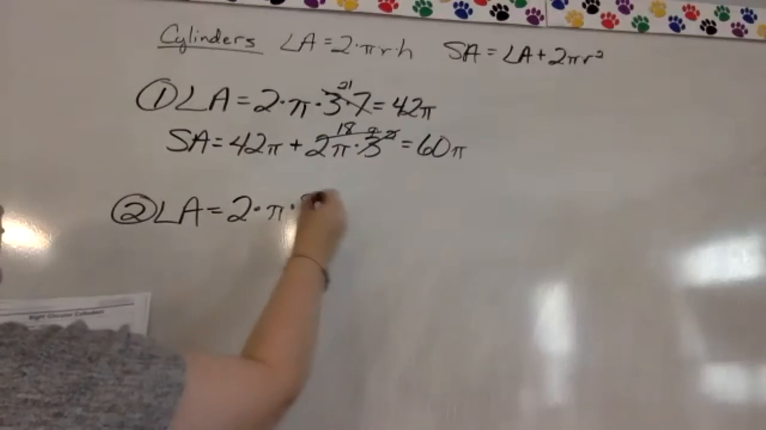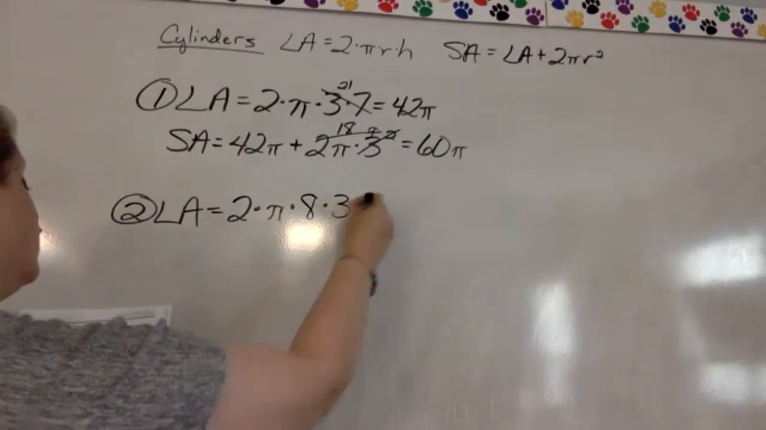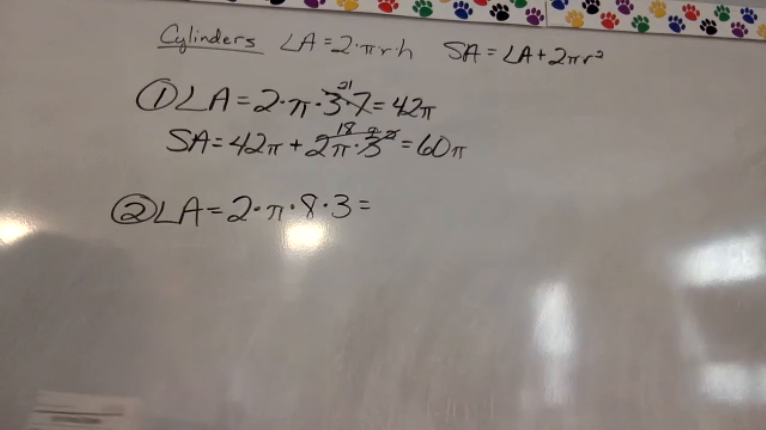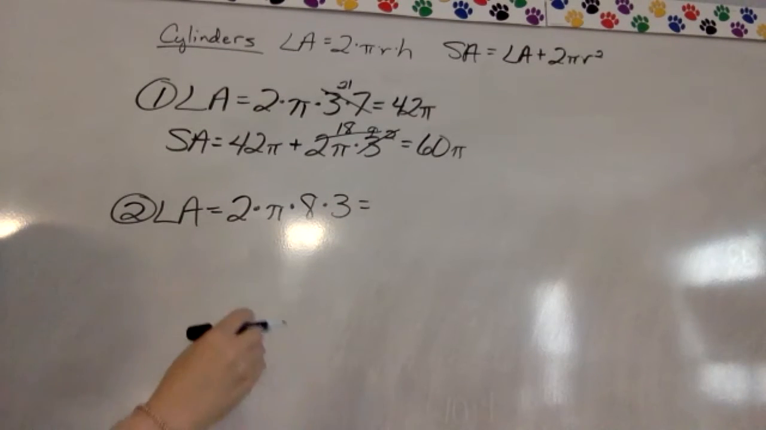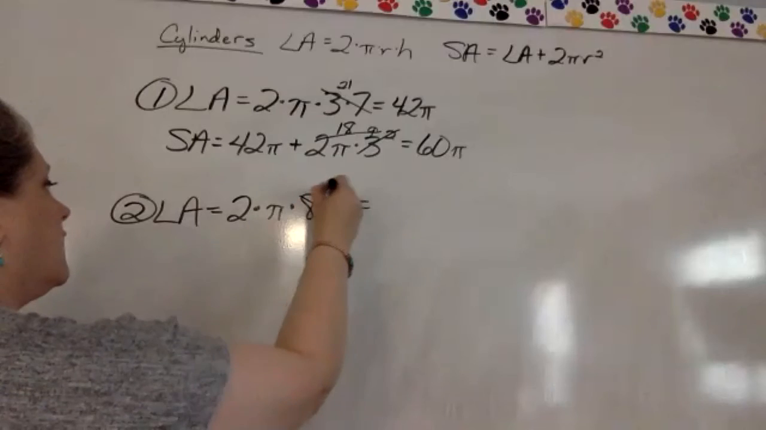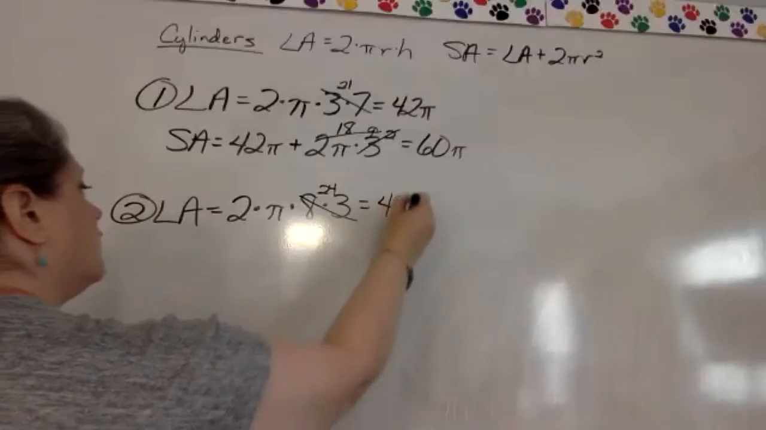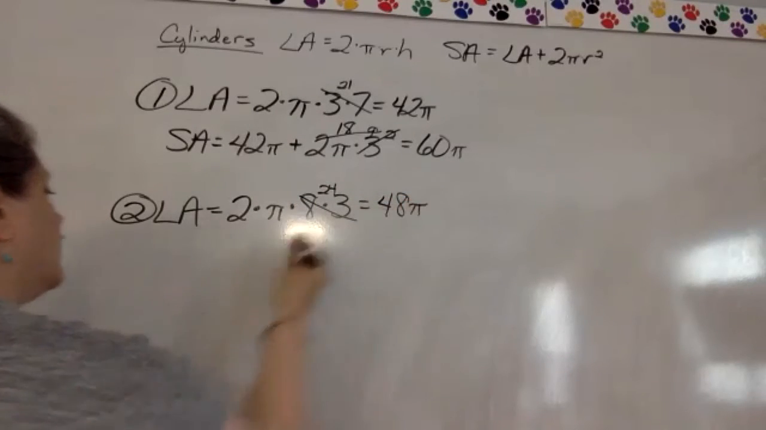8, and the height is? 3. Okay, so 8 times 3? 24. 24 times 2? 48. 48 pi.